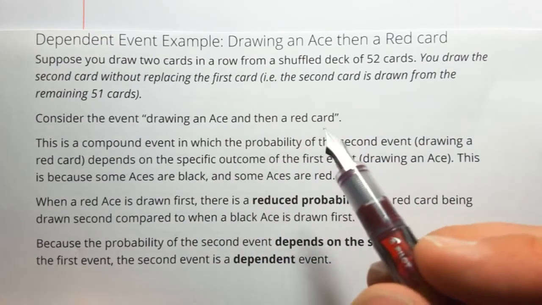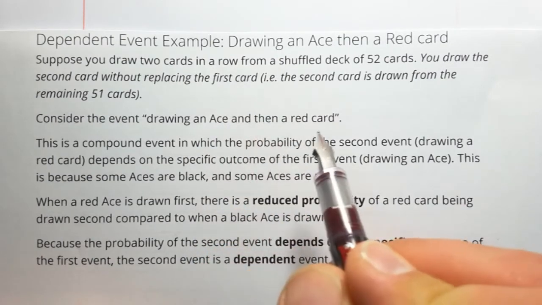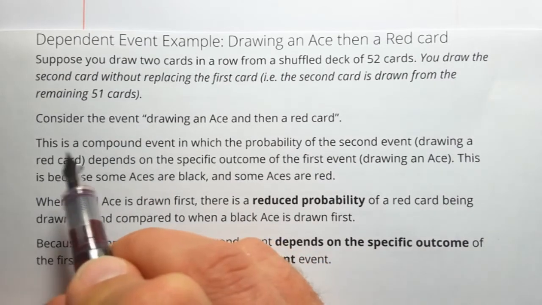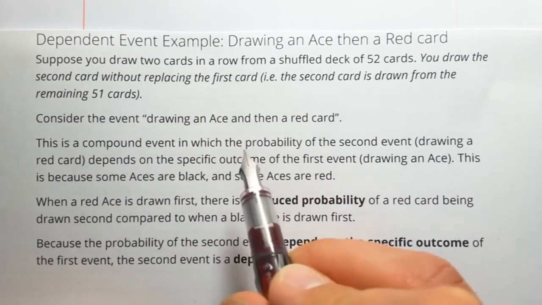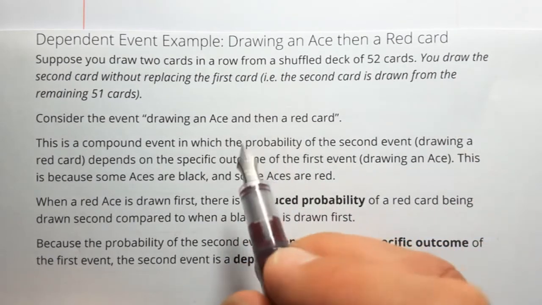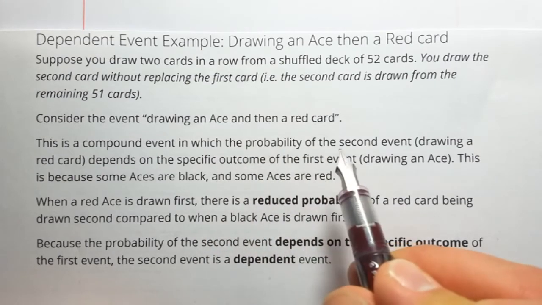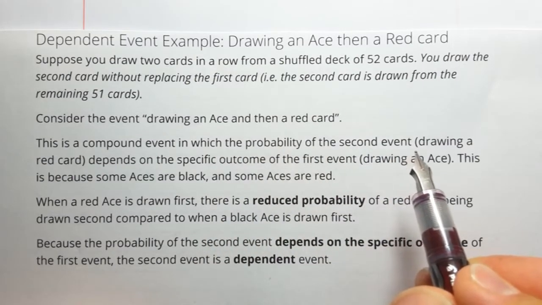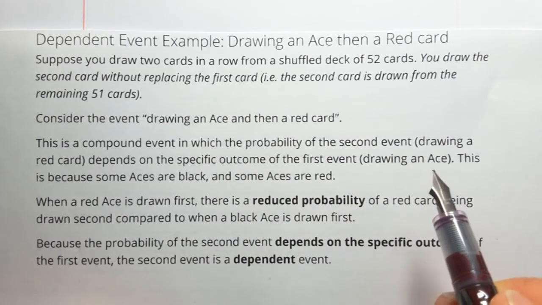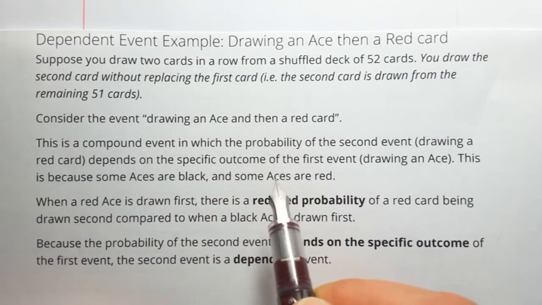Now you need to be a little bit familiar with how cards work, because some aces are red and some of them are black, and that's why this is a dependent situation. So first, it's a compound event, no problem here, because there are 2 things happening in a sequence. Can be more, 3, 4, 5, but in this case it's 2. But it's a compound event in which the probability of the second event, drawing a red card, depends on the specific outcome of the first event. You have to know which color of ace was drawn first. Some aces are black and some aces are red.